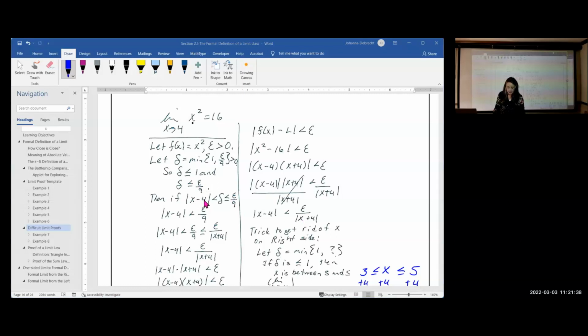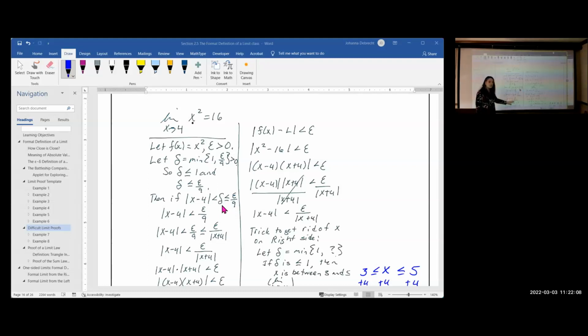And then after we have that, we can apply the rules in reverse that we found on this right-hand scratch side and apply them on the left. Once we say that delta is the minimum of 1 and epsilon over 9, then it's actually smaller than both 1 and epsilon over 9. And that means that I can replace delta with epsilon over 9. And so I have the absolute value of x minus 4 less than or equal to epsilon over 9.